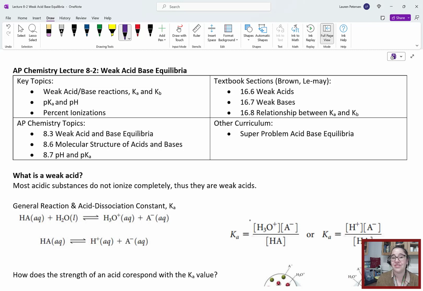This is going to feel a lot like our equilibrium unit, okay? This is not that new a concept. It's just taking what we already know and applying it to acids and bases. Okay, so we're going to be talking about Ka values and Kb values, pKs, pKbs, and percent ionization.